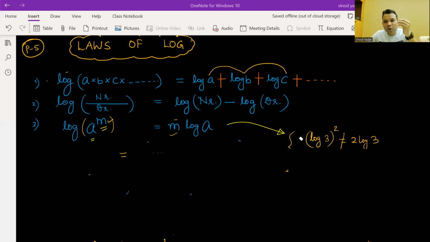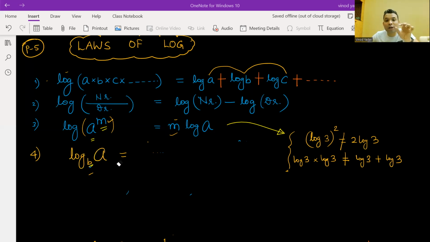No. Log 3 the whole square means log 3 into log 3, and 2 times log 3 means log 3 plus log 3. How can they be equal? 100 into 200 is not the same as 100 plus 200. All right. So see the structure carefully, what the structure is. Then don't make such silly mistakes.